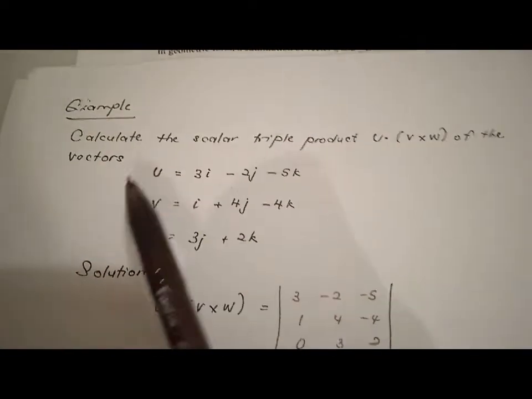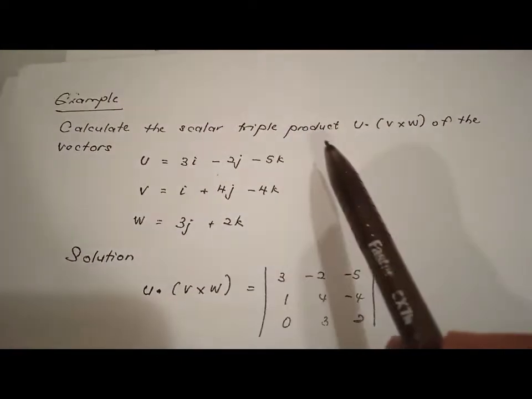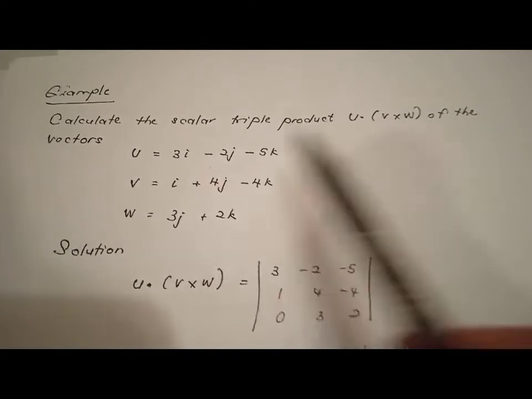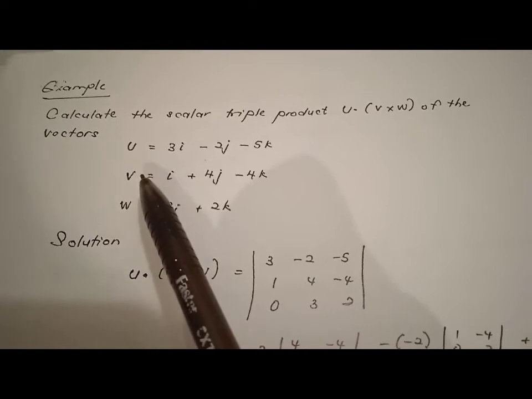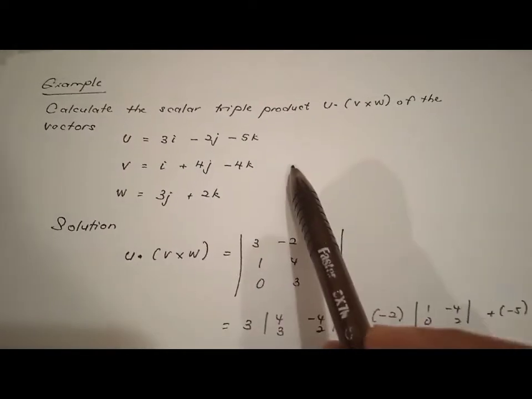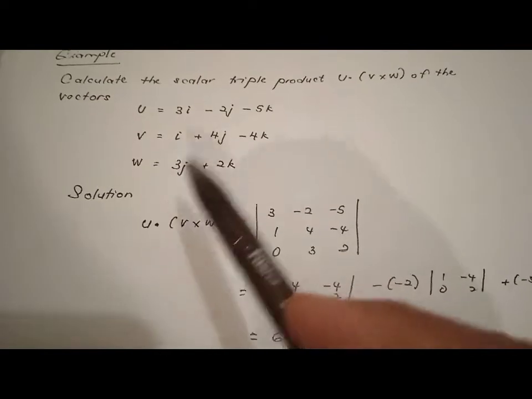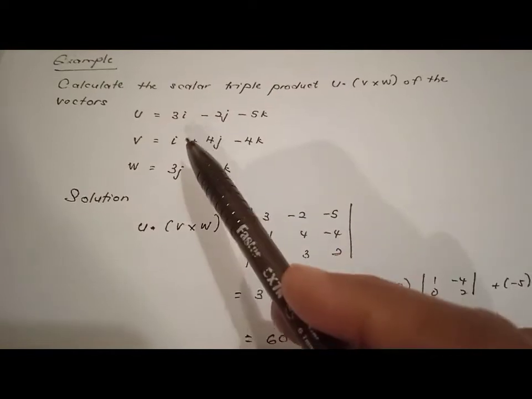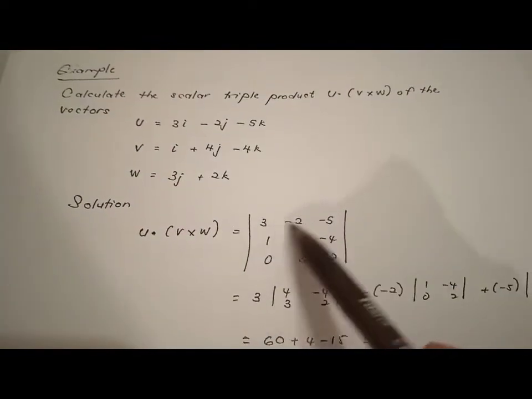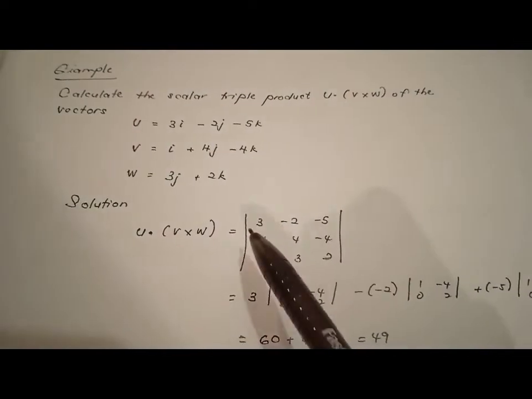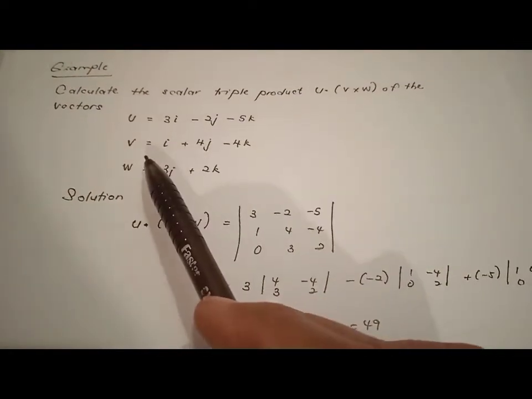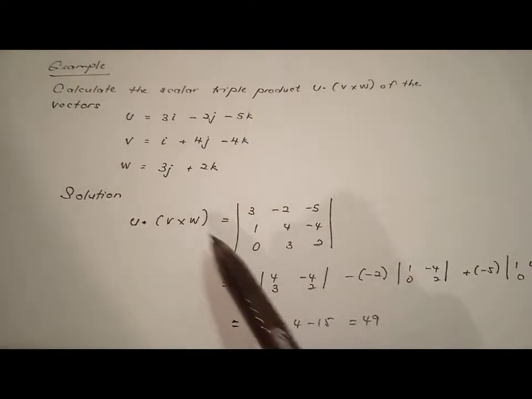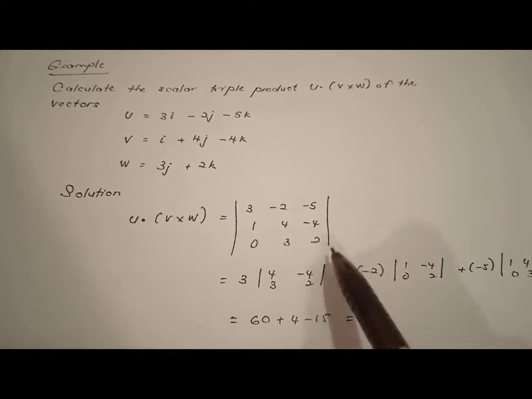Example, scalar triple product. Calculate the scalar triple product of U dot V cross W of the vectors given by this U, V and W. Okay, so the scalar triple product of U, V and W is given by, so we arrange U in the first row, the components. The second row is the components of V, which is 1, 4 and minus 4, and W is the third row, which is 0, 3 and 2.